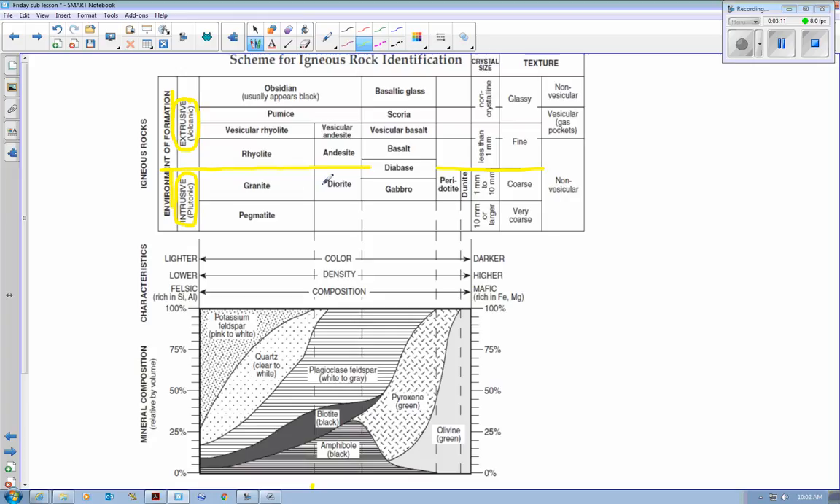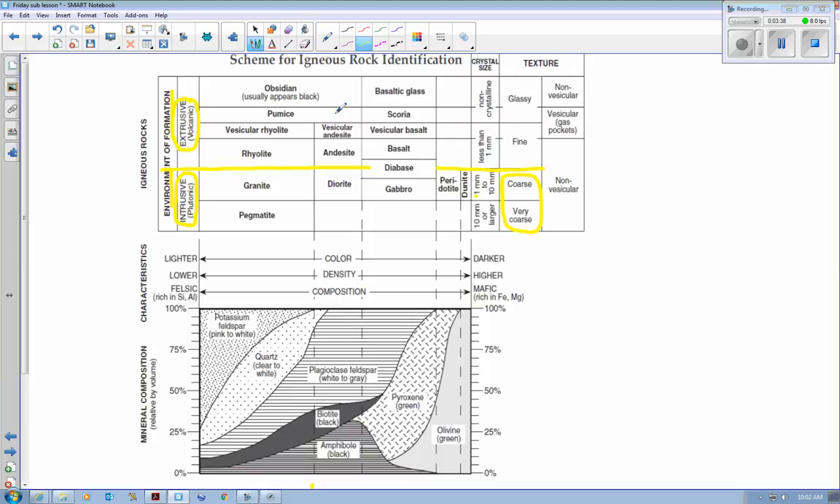So granite, pegmatite, diorite, gabbro, and these other two, they are coarse or maybe very coarse grain rocks. I just lump them together and call it coarse. They're all greater than 1 millimeter in size. This means they cooled deep underground very, very slowly, and the minerals had a long time to grow, and they got to be very big. 1 millimeter and larger is considered big.